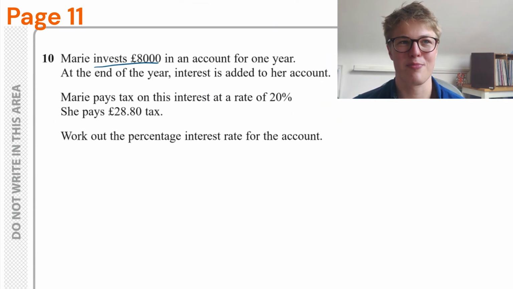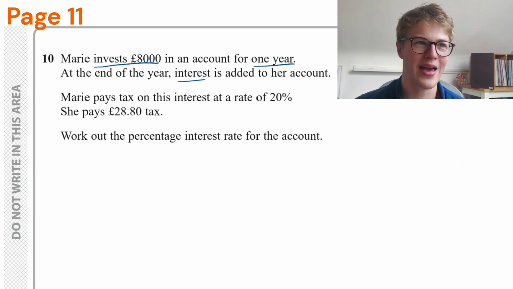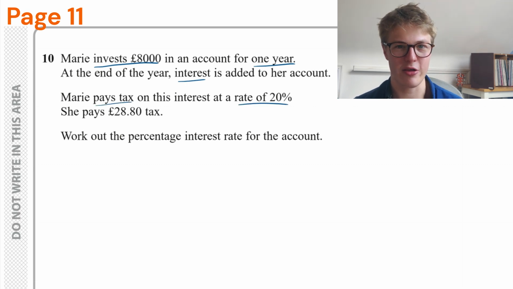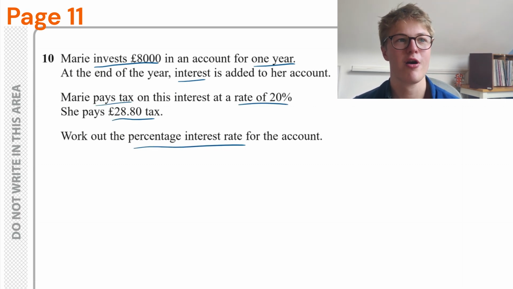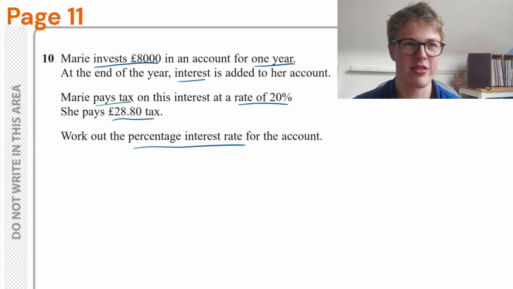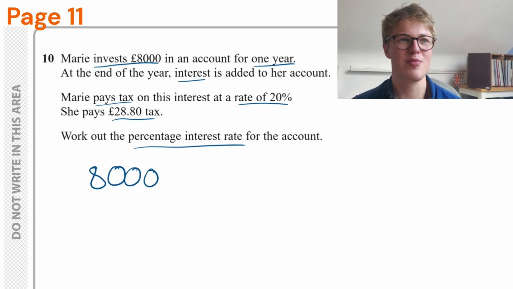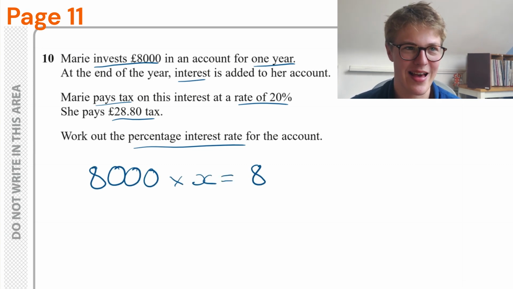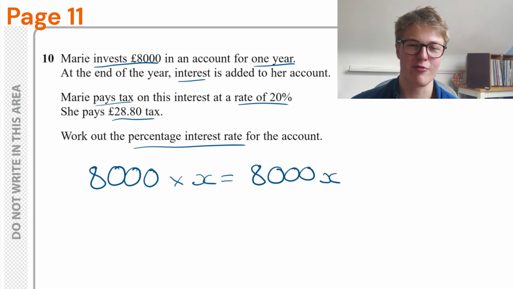Marie invests £8,000 in an account for 1 year. At the end of the year, interest is added to her account. We're not told how much. Marie pays tax on this interest at a rate of 20%. She pays £28.80 in tax. Work out the percentage interest rate for the account.